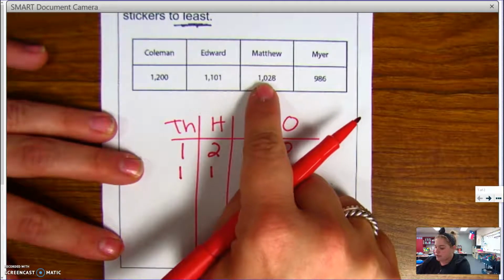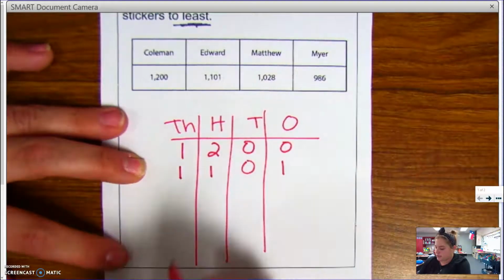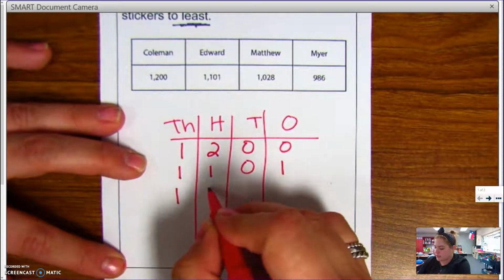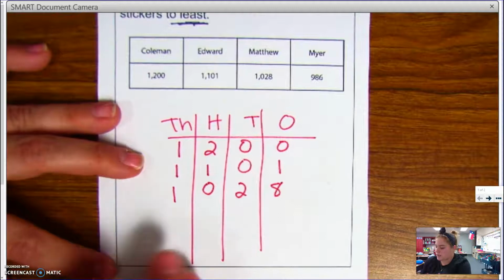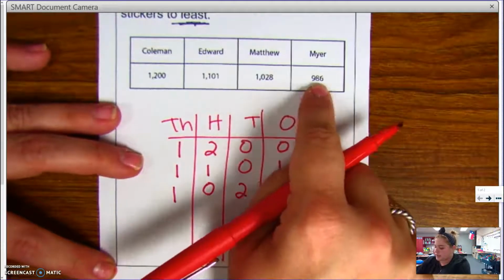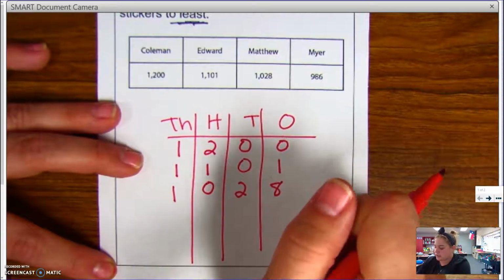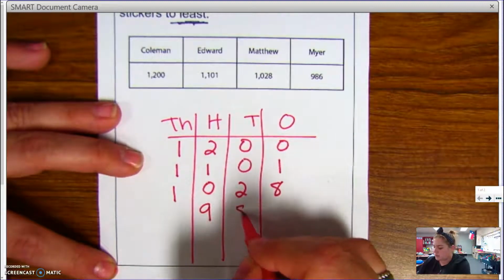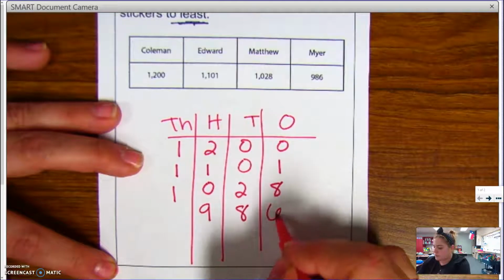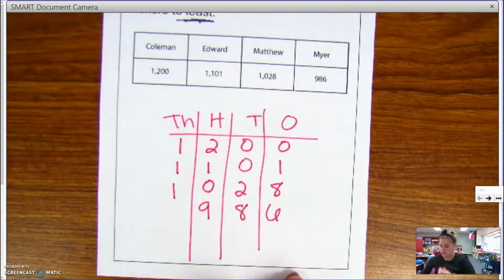Matthew has 1,028 for his number, so it's 1 in the thousands place, 0 hundreds, 2 tens, and 8 ones. And then Meyer has 986. So he has no thousands, a 9 in the hundreds place, 8 in the tens place, and a 6 in the ones place.